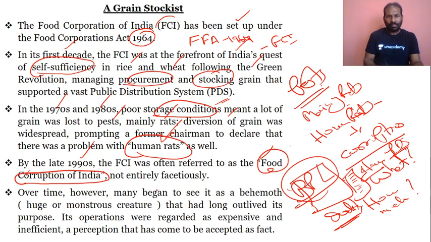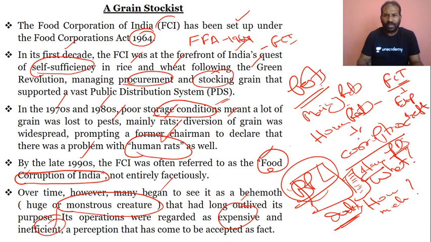And over time, many began to see it as a huge monstrous creature. Behemoth means a huge or monstrous creature that has long outlived its purpose. Its operations were regarded as expensive and inefficient, and this has come to be accepted as a fact. So they have looked at FCI as the Food Corruption of India, expensive and also inefficient. Please understand here, I started by saying that it is relevant and it has done a very good job.